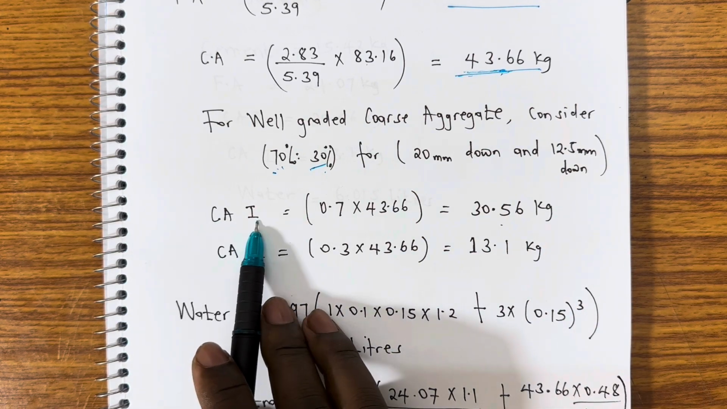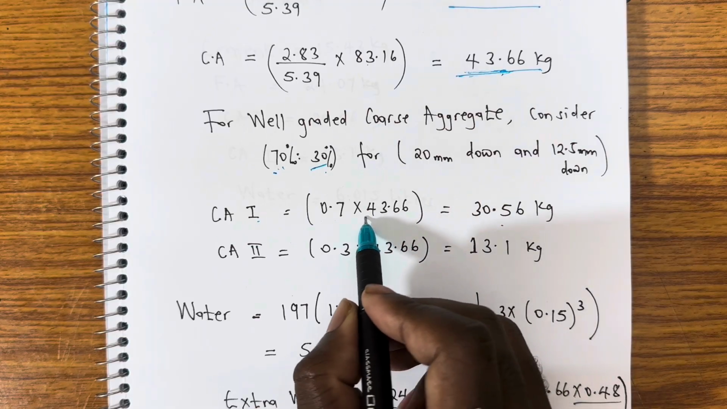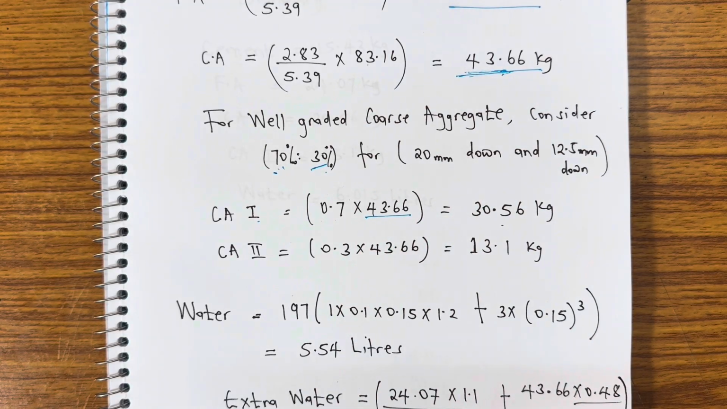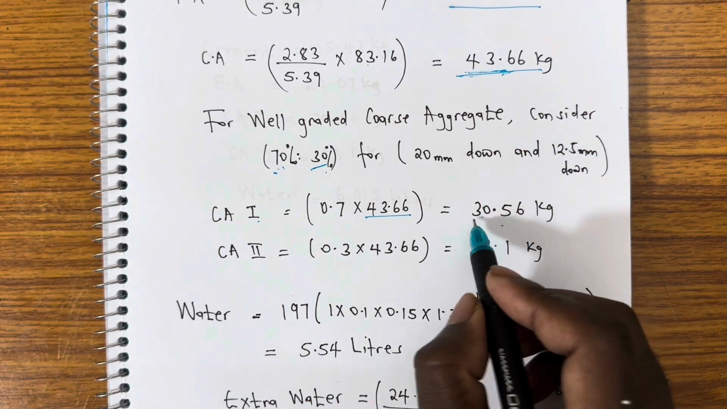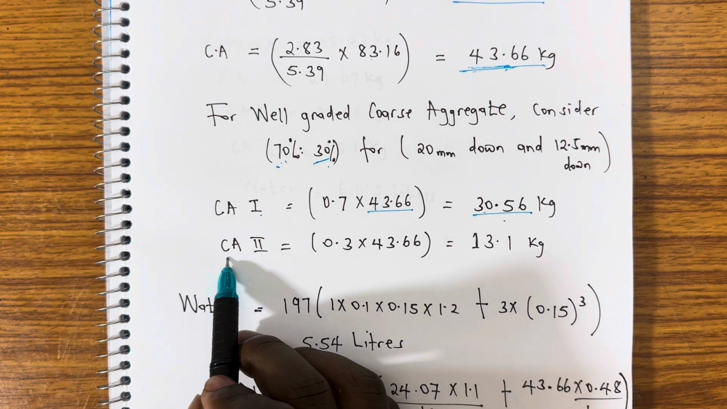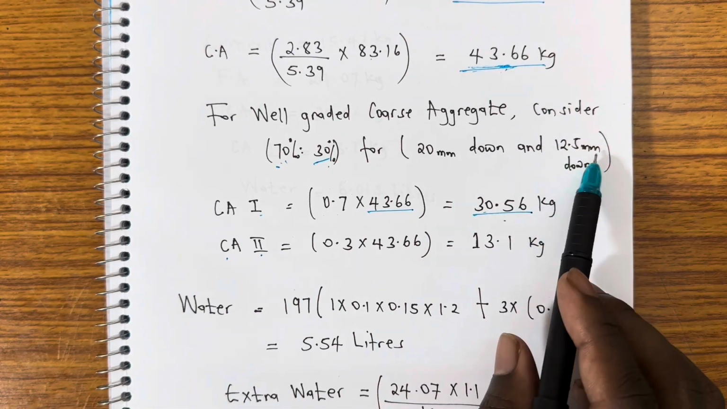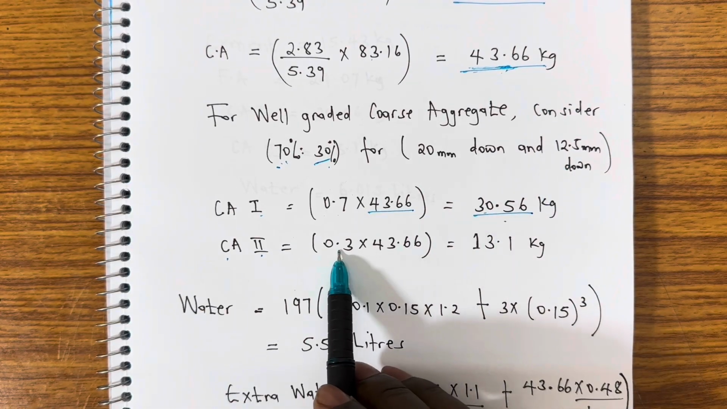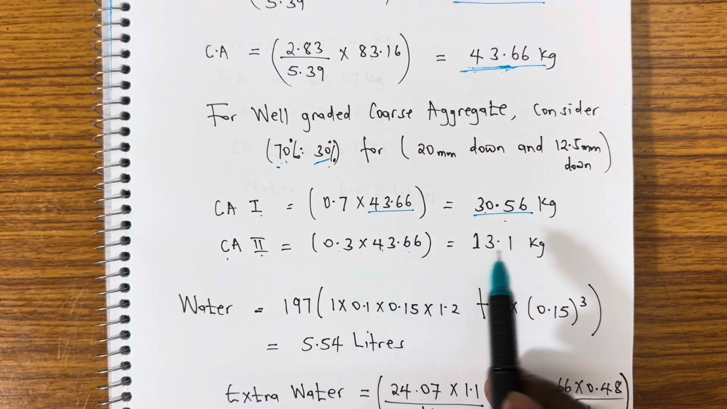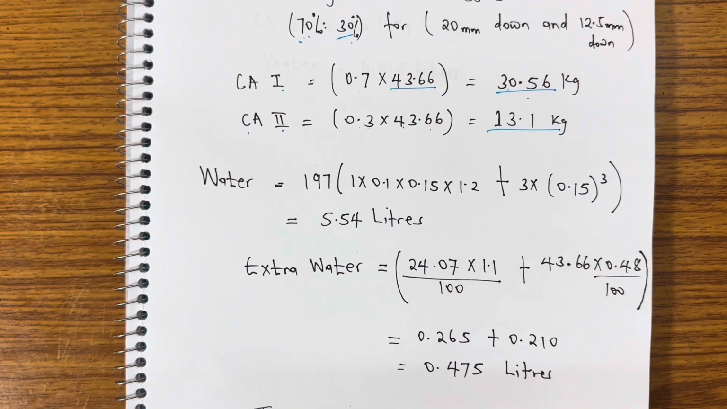So that means coarse aggregate 1, which is 70%, is 0.7 times the total amount of coarse aggregate, which is 43.66. The answer is 30.56. Then coarse aggregate 2, which is 30% of this, that is 12.5 mm down, 0.3 times 43.66, you obtain what? This. Now let's talk about what should be the amount of water.